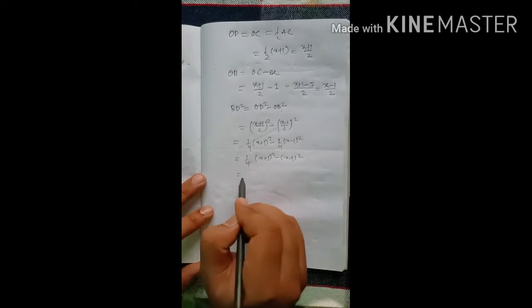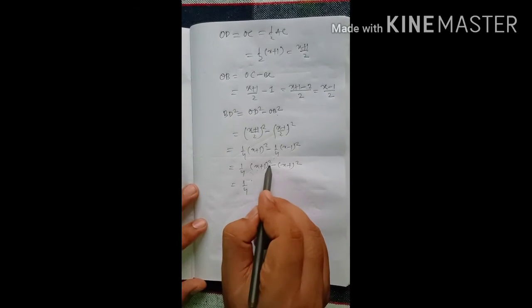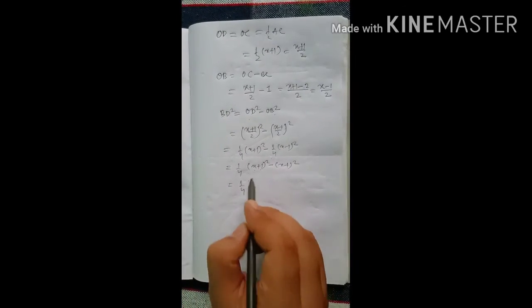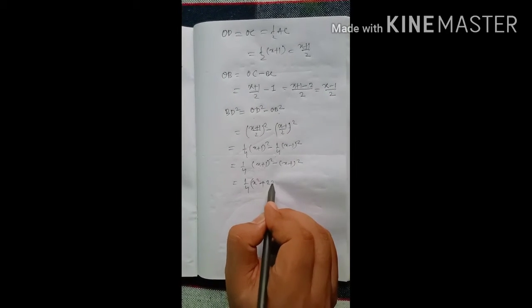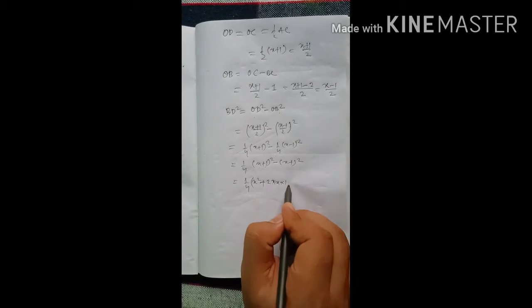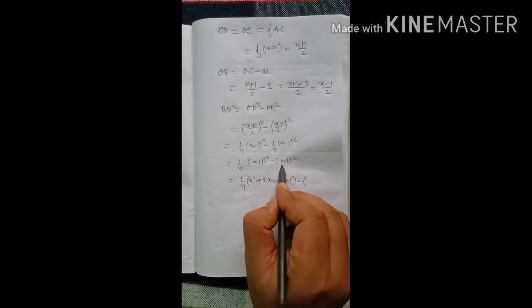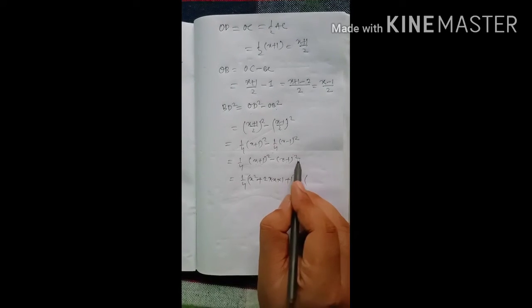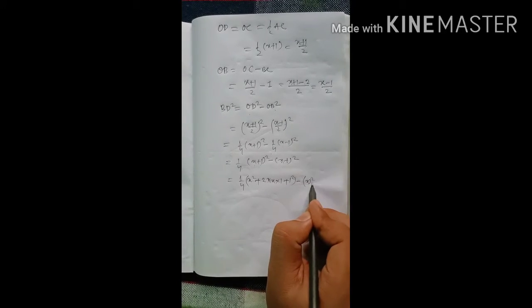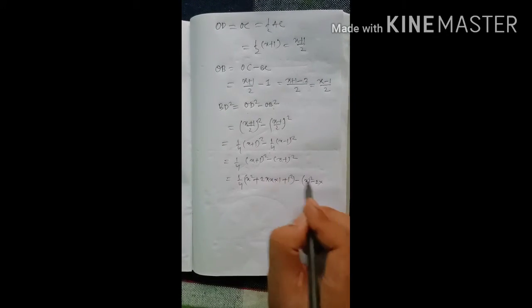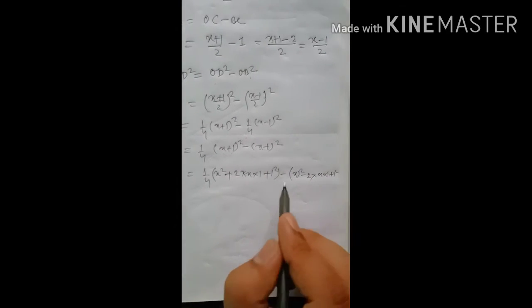As you know, (x plus 1) whole square is (a plus b) whole square. What will happen? A square, x square, plus 2 into first term into second term, plus second term square, that is 1 square. Minus (x minus 1) whole square, that is (a minus b) whole square. So first term square, x square, minus 2 into first term, that is x, into second term, that is 1, plus 1 square.